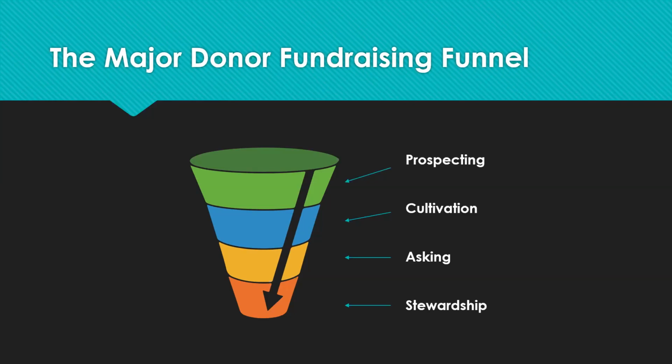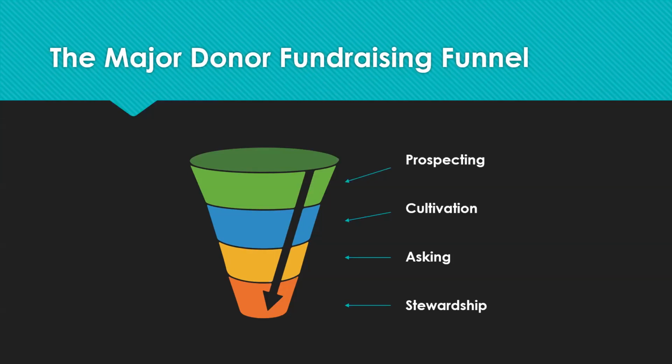The second step is cultivation. Once you have an initial meeting or conversation with a new prospective major donor, it's time to move to the cultivation phase. This step involves building a deeper and more meaningful relationship with your prospect. Ideally, over the course of the cultivation phase, your donor prospect will begin to feel more and more like part of your team. This phase could last 1 month or 2 years, depending on the organization and the donor. But generally, you should be able to move someone from first contact to first gift in 2 to 4 months.